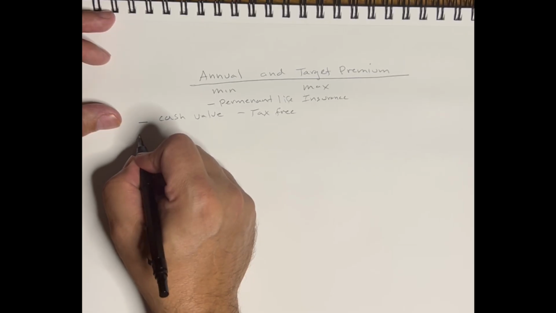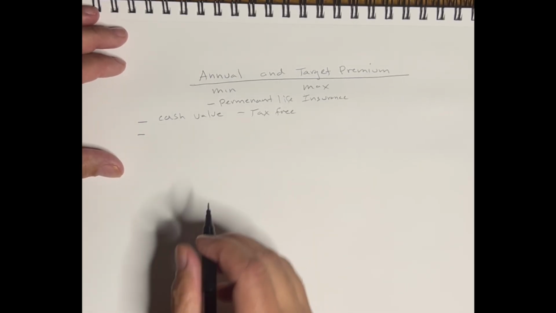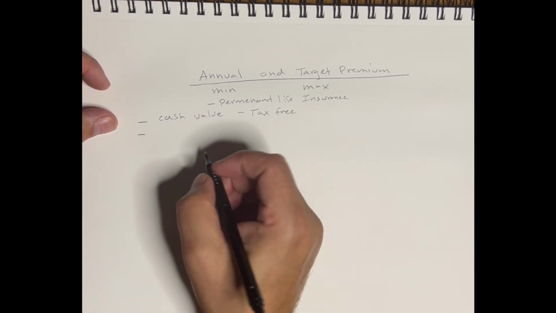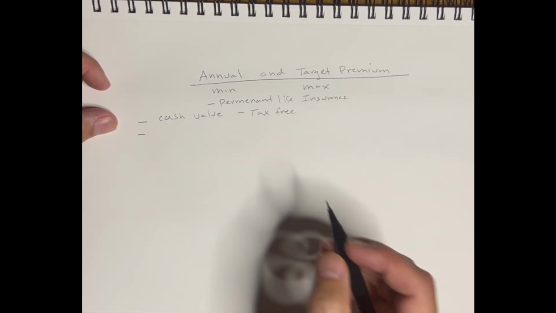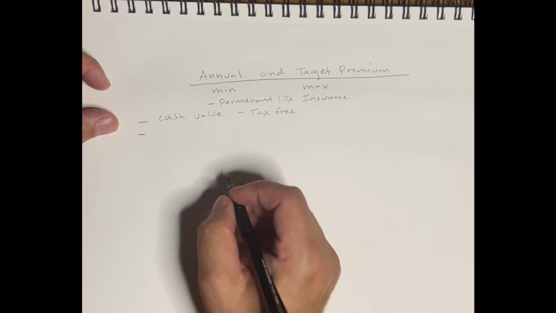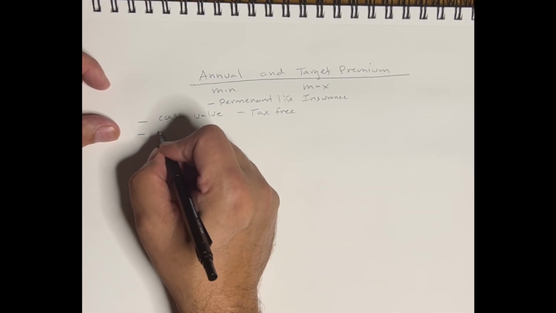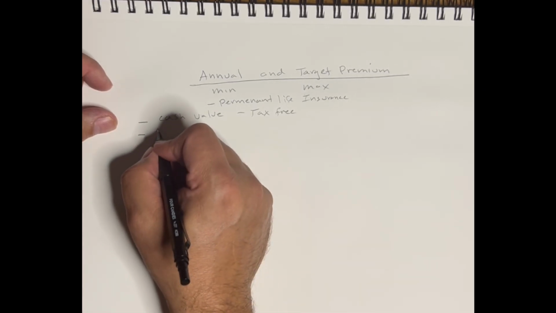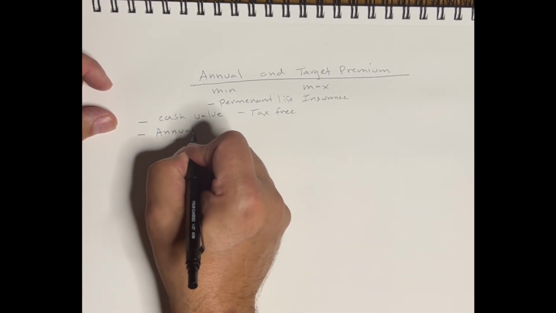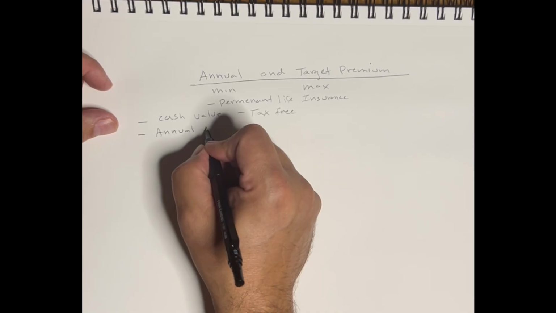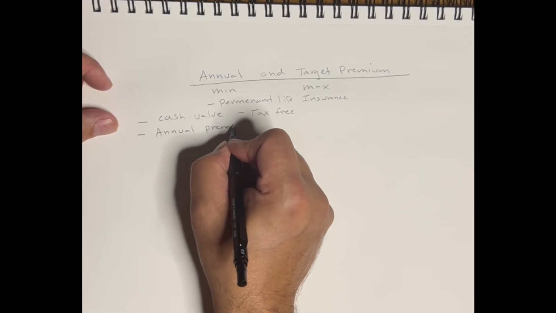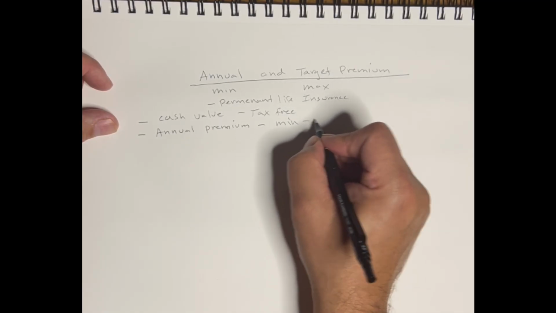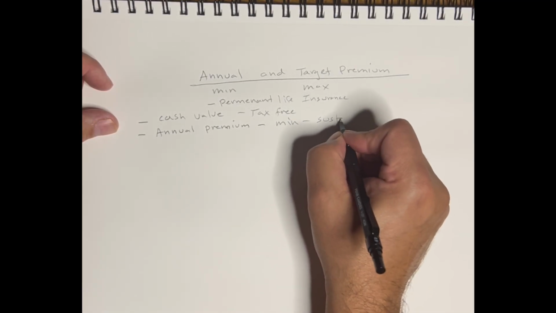But there's some rules that go with that, and the IRS has set up some rules regarding that. Those rules are going to give us a minimum and maximum amount of money that can go into the policy. So your minimum amount of money that can go into the policy to sustain the policy, to keep it going, is your annual premium. This is the minimum amount of money to sustain the policy for the life of the policy.